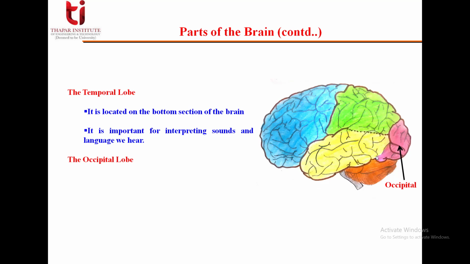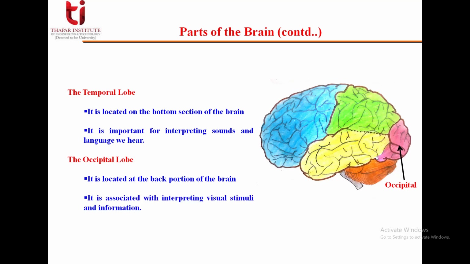Then we have the occipital lobe. It is located at the back portion of the brain. You can see in the figure. It is associated with interpreting visual stimuli and information. This lobe we will consider when we discuss the visual system of our body. So these were the four different lobes of the cerebrum.